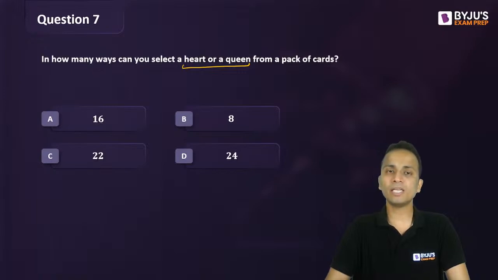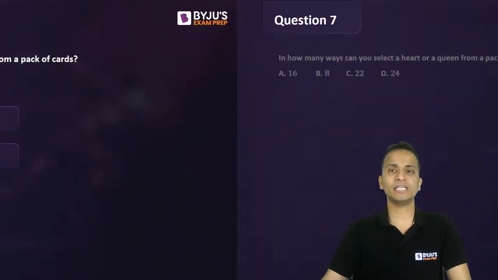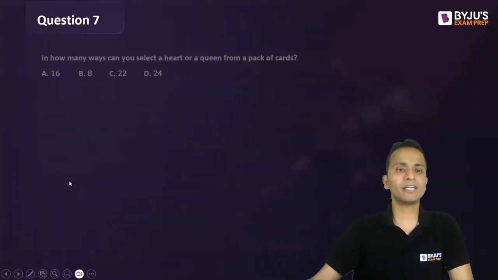In how many ways can you select a heart or a queen from a deck of 52 cards? All right, simple question, okay? So I've kept some simple questions as well, and CMAT also will have some simple questions. Okay, let's see. Now, how many hearts are there in total?